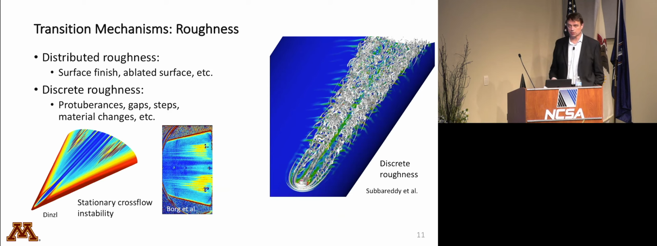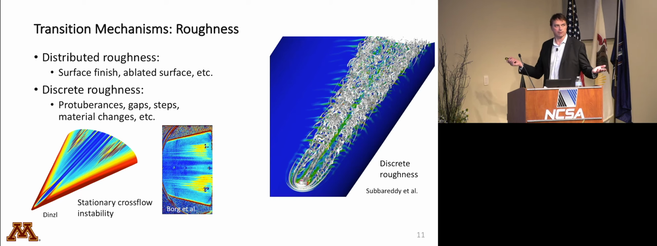Roughness is also really, really important, and that's very much an open question in our field: how rough is rough? And how much roughness do you have to have in order to cause the boundary layer to transition? So we separate this into two types: distributed roughness and discrete roughness. Discrete roughness is obvious. It's something like the nose gear door on the STS-119.